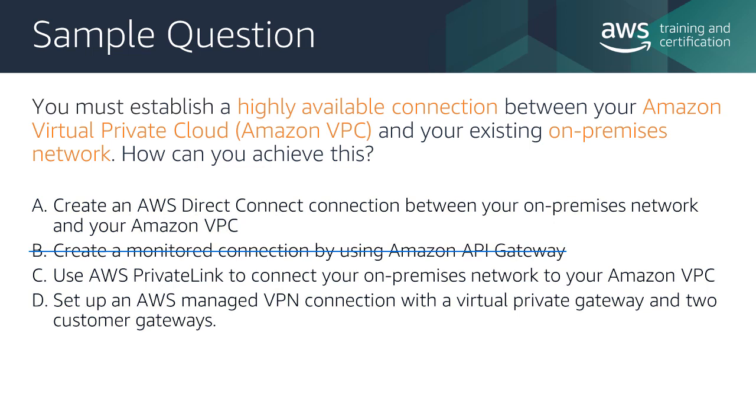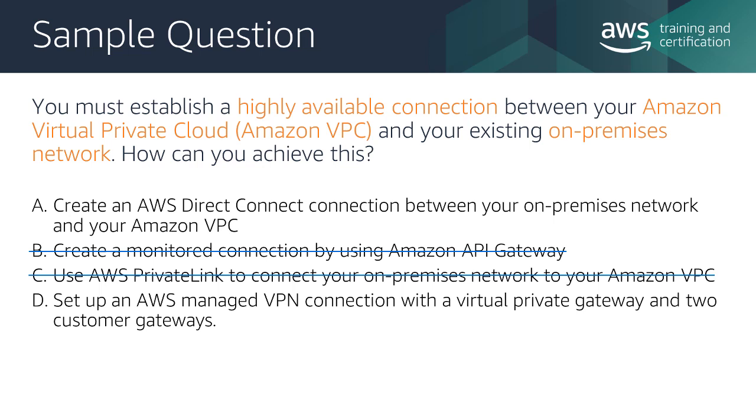Option B, creating a monitored connection by using the API gateway. There is no such thing as a monitored connection in API gateway. It's not a thing. In fact, the API gateway is not even a network connected solution. It's an application integration solution. Option C, incorrect. The AWS PrivateLink service is not a solution. Instead, it's just a highly available, scalable technology that allows you to privately connect to your VPC inside the network. But this isn't the solution to actually create the connection.